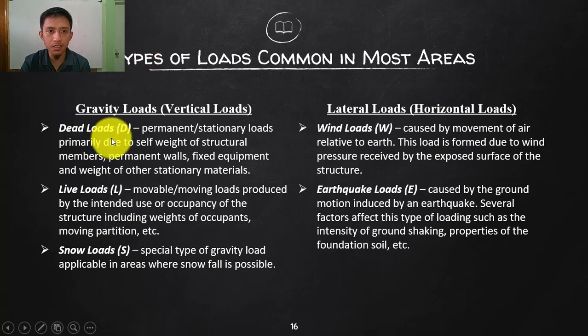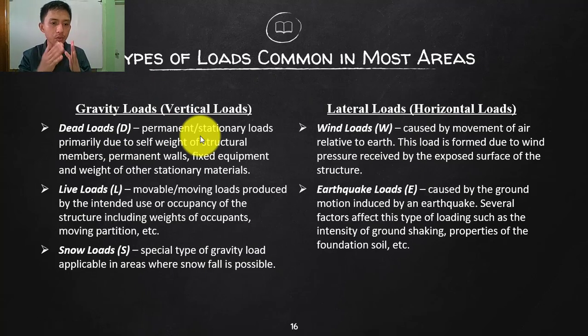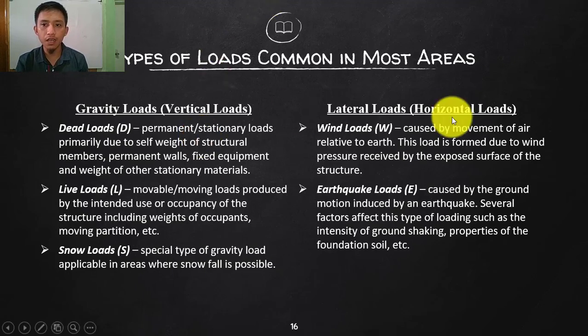Loads could be categorized into two: gravity loads and lateral loads. Gravity loads are vertical. The direction of the loads is vertical, going directly along the line of action of gravity, which means they are affected by gravity itself. Lateral loads, on the other hand, are horizontal loads. Examples of these will be discussed later on.